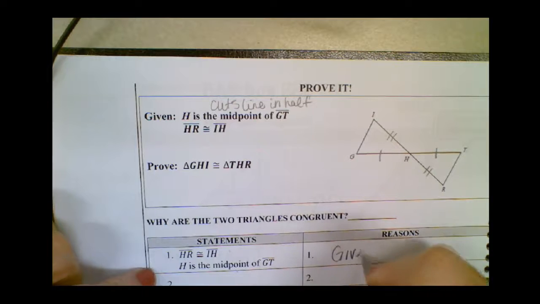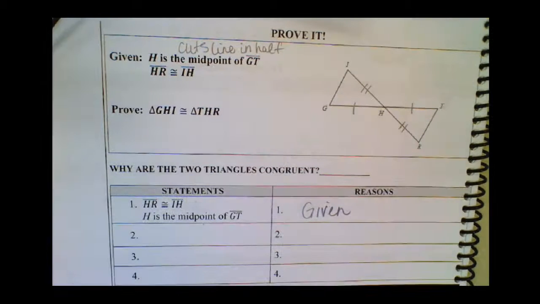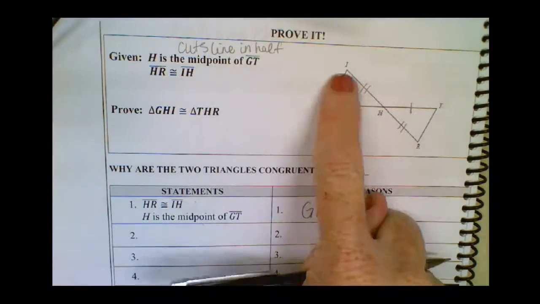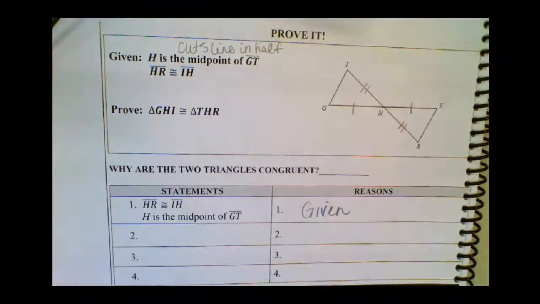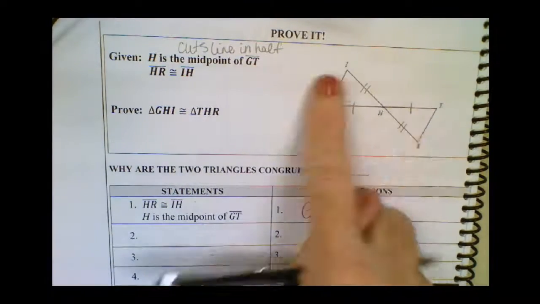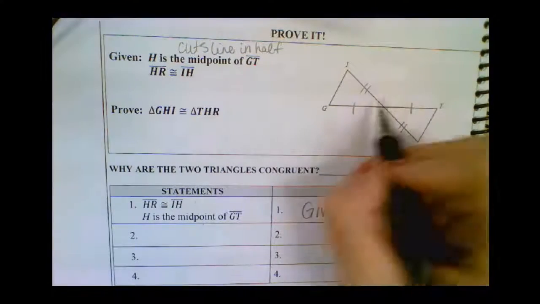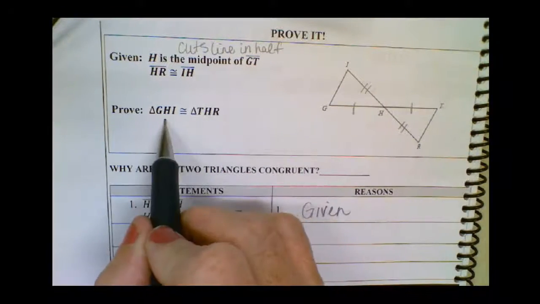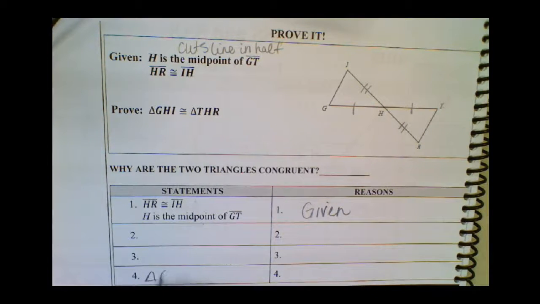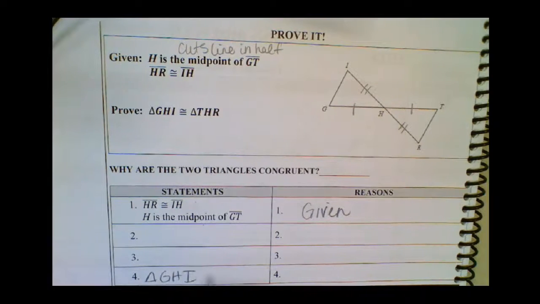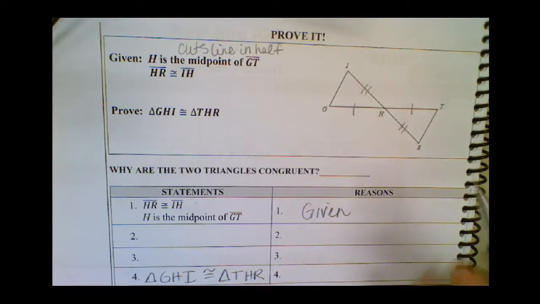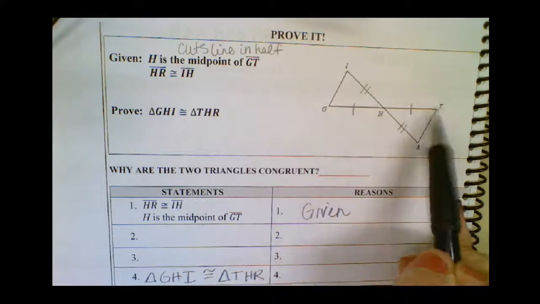So we're going to go down here and say we were given that. So let's see what else we know. So let's look at our sides first. Well, we know we've got a third side sitting there, but we don't have enough information right now to say anything about that. So let's put what we're trying to prove down here at the bottom. We're trying to prove that triangle GHI is congruent to THR.